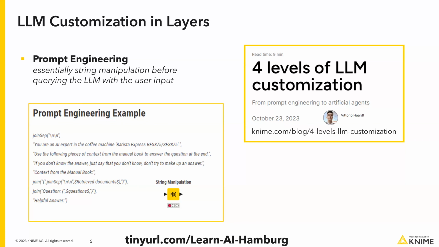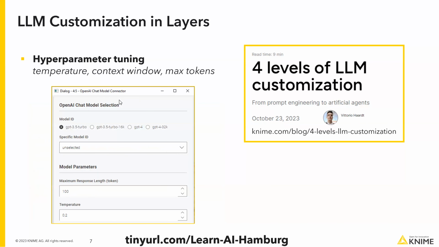Prompt engineering. The next is hyperparameter tuning. So when you call the model, you can change some parameters, okay? And this is done via the settings of KNIME. So it's easy. It's, again, no code. You just need to go inside and select the model you want, like in this case GPT-3.5-Turbo was selected. And also you can select how big the answer can be, right? So the number of tokens.